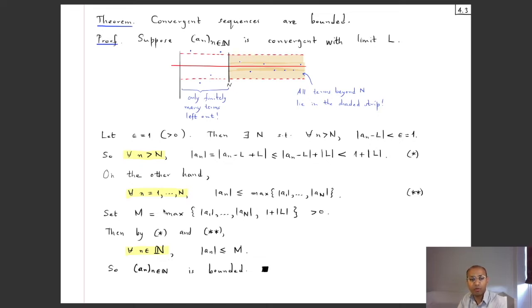Why? Because for the first N it's less than or equal to this thing, but that's furthermore less than or equal to capital M, and moreover for all the indices beyond this N we have that mod An is less than this thing, which is certainly less than again this M, because M was the maximum of that plus other things, so it can only be bigger. Okay, so this shows that this sequence is in fact bounded. So every convergent sequence is bounded. That's what we have proved.